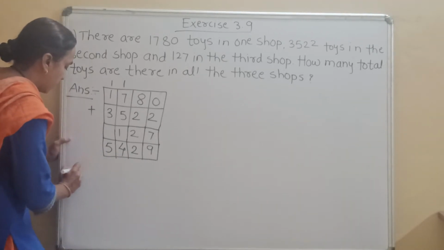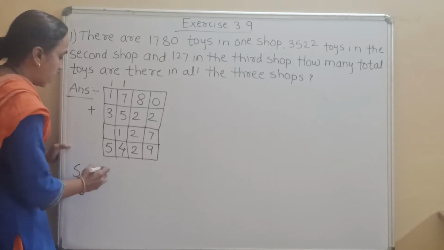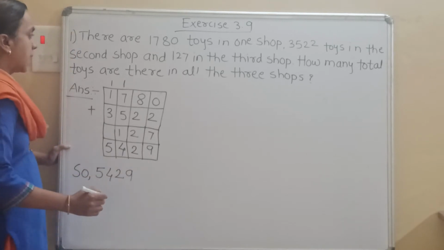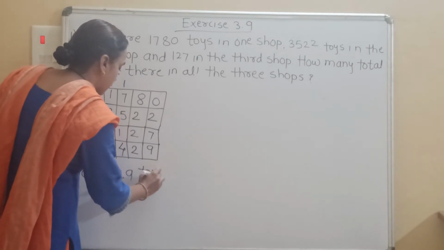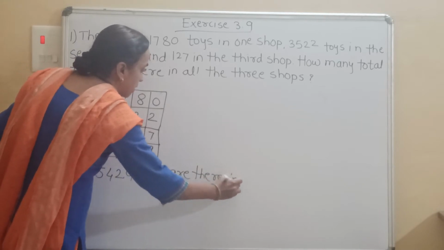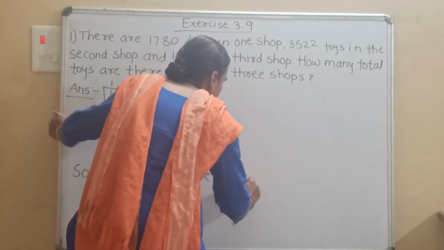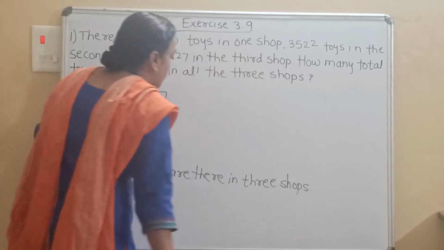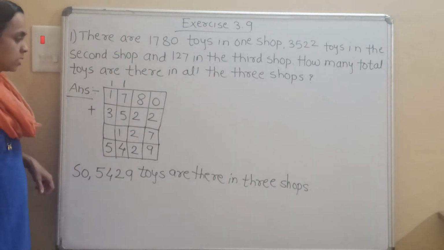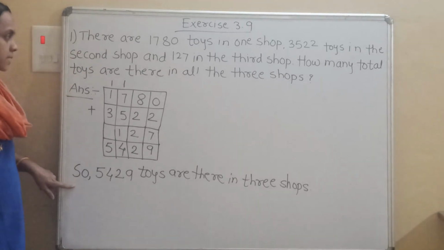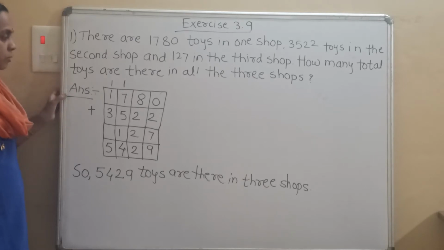So what is our answer? 5429. So you will write: So, 5429 toys are there in three shops. Okay, this sentence is important. So everything as it is: this first question, then the answer, and this last statement, you will write in your notebook as it is. So write it down.